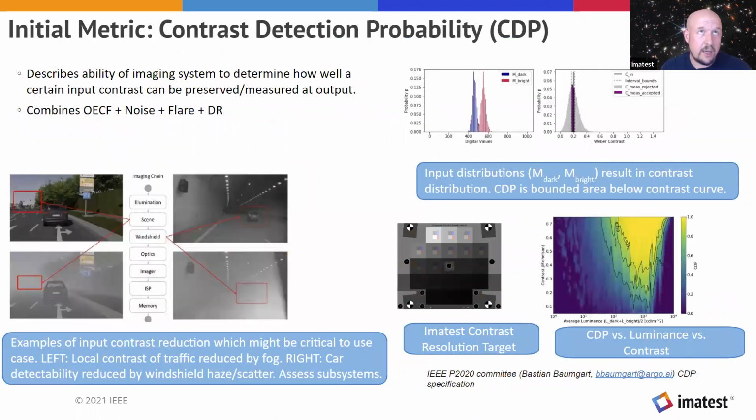Actually, let me talk about one last metric before I talk about flare. Contrast detection probability. This is a metric where you're trying to see what the chance is of detecting an object in a scene of a particular contrast.